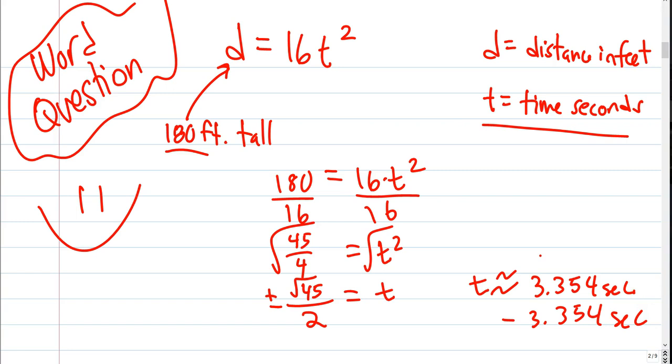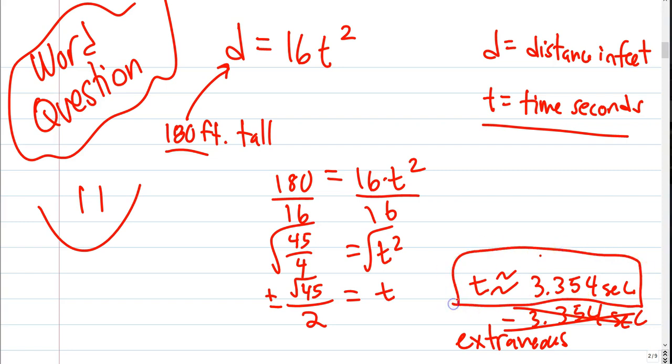But in the context of the word question, what makes sense? Are we going to basically have the ball hit the ground 3 seconds ago or 3 seconds after we drop it, right? So this is what we would call an extraneous solution. It's one that we get algebraically, but when I apply it to the context of the question, it doesn't make sense. So this would be the approximate amount of time till the object hits the ground.